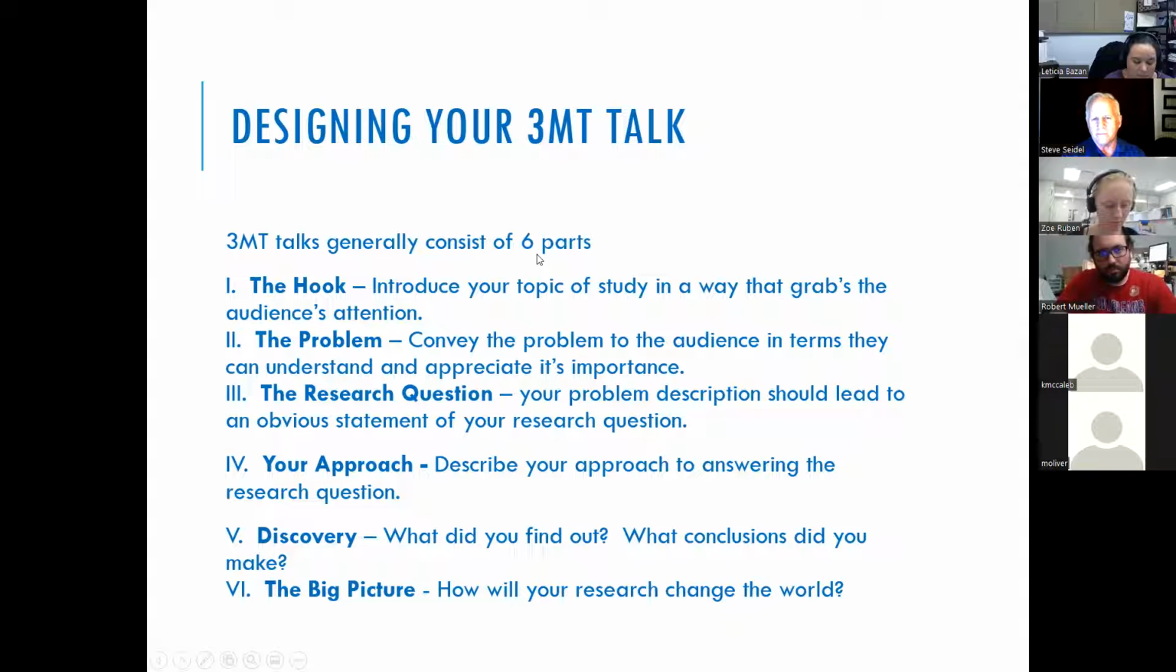But generally, there's about 6 parts to these things. Okay. There's what I'll call the hook or the opening, which you introduce the topic of study in a way that grabs the audience's attention. Don't ever start with the words, research has shown. Okay, don't do that. Okay, it's a killer. You know, you lose the audience really quick.